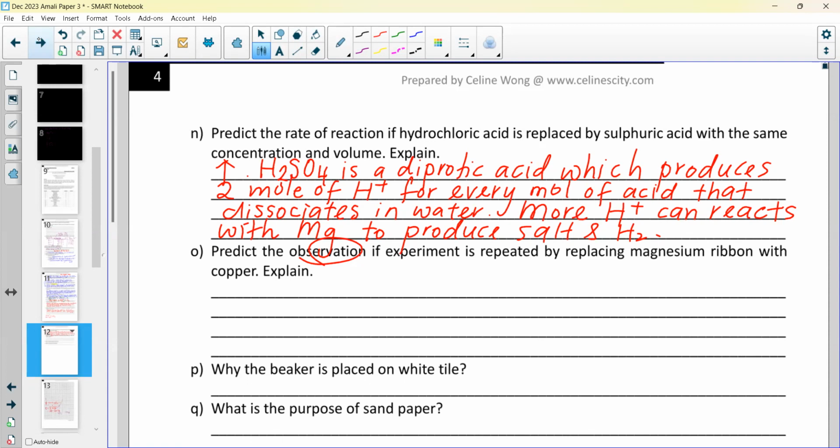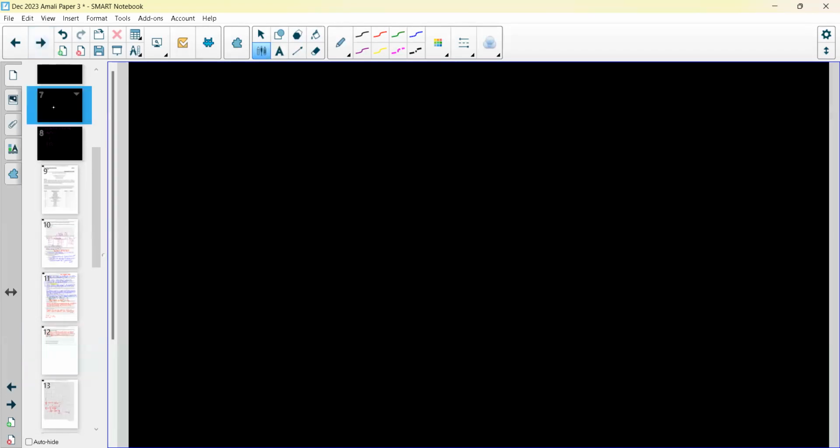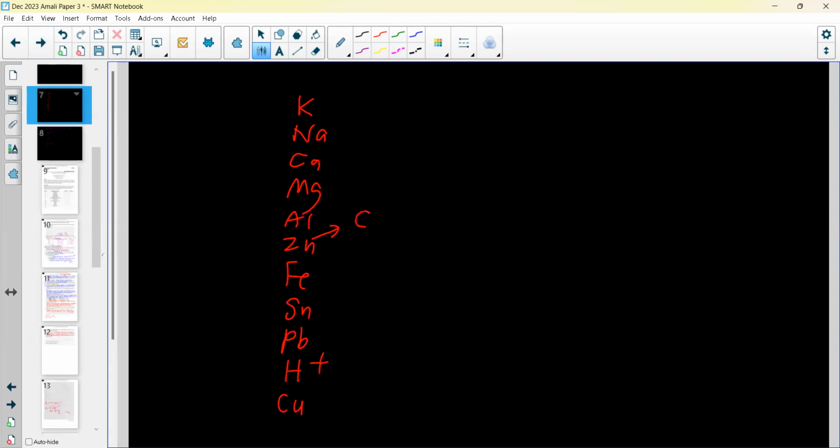Do you understand? Why is that? Why? Answer me why? Why no reactions? Totally no reactions. Do you all still remember the electropositivity? The reactivity series, before the process of displacement. The hydrogen here is H plus or H2? H plus. Where is the H2? So this is hydrogen.